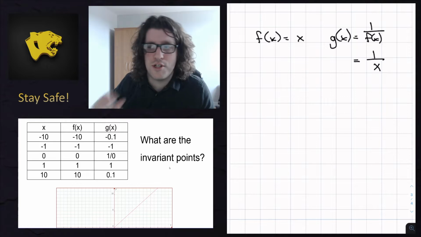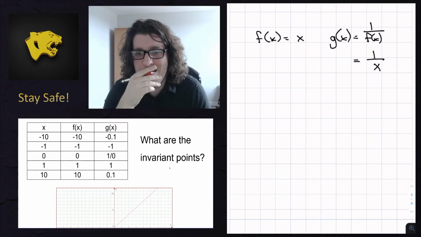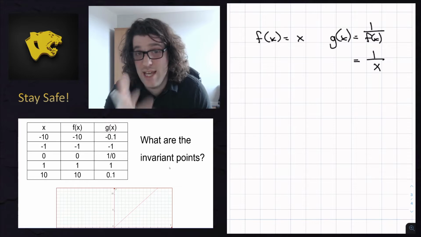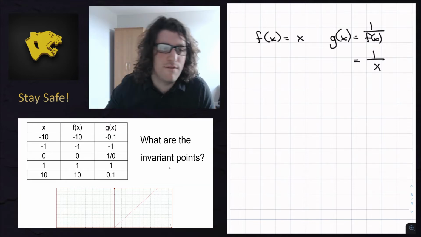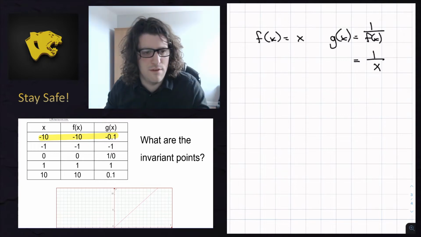So I have a little question off to the side here. It says, what are the invariant points? So in this table, it's fairly obvious what the invariant points are, because if we are just looking for them really briefly, we would find that those numbers change. So that's not going to be an invariant point.